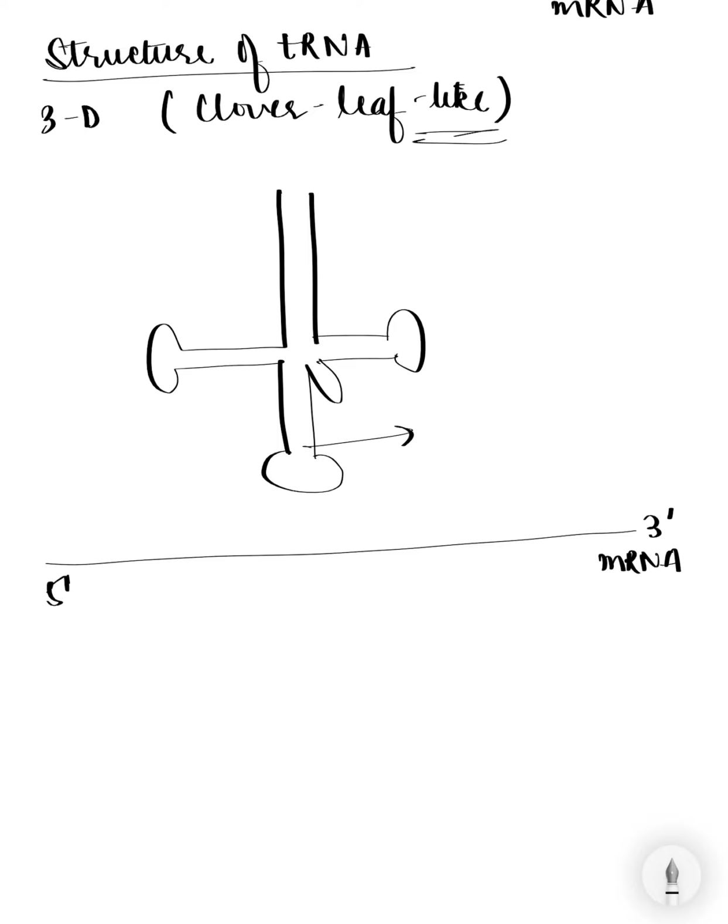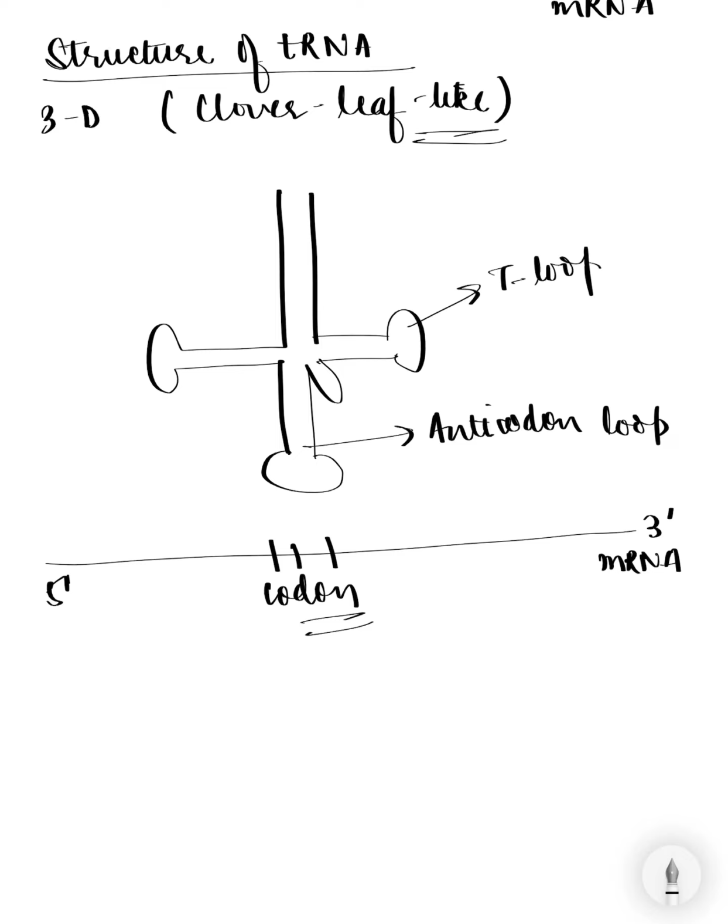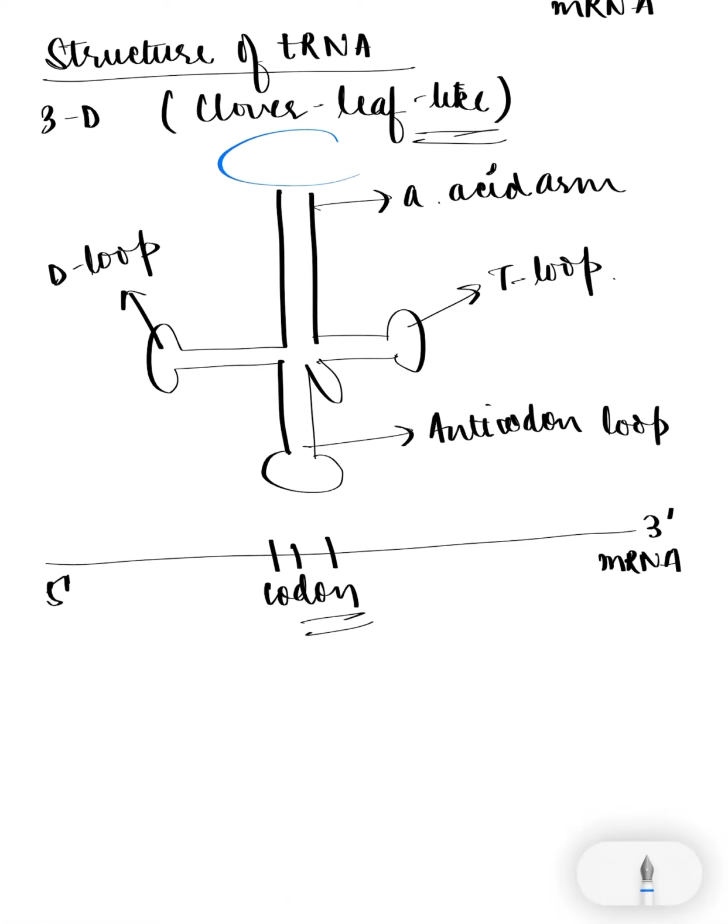Now this loop is called anticodon loop, which will read the codons on the mRNA. This loop is called T loop. The other structure is called D loop. This arm is called amino acid arm. This particular arm binds to the amino acid after reading the code.